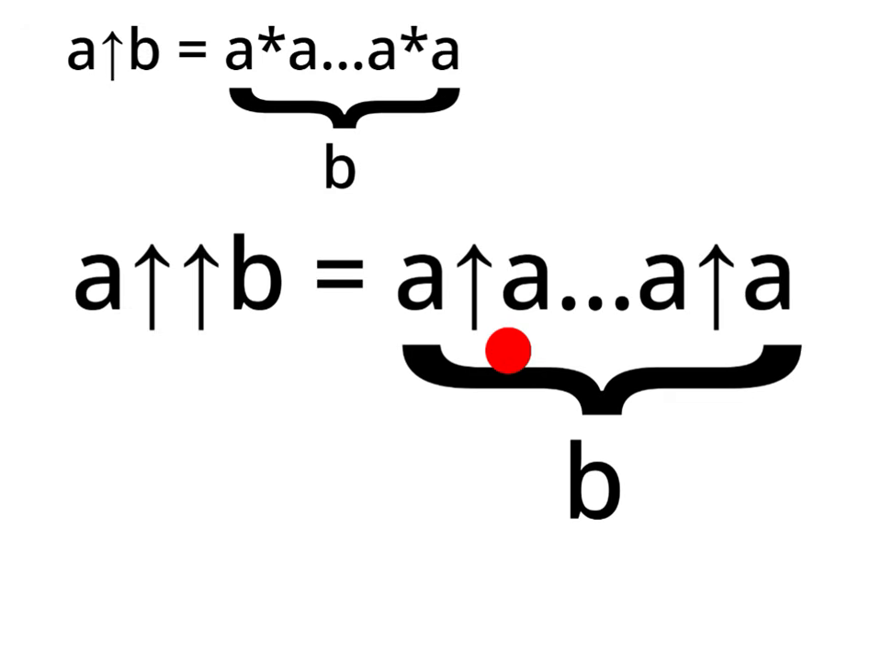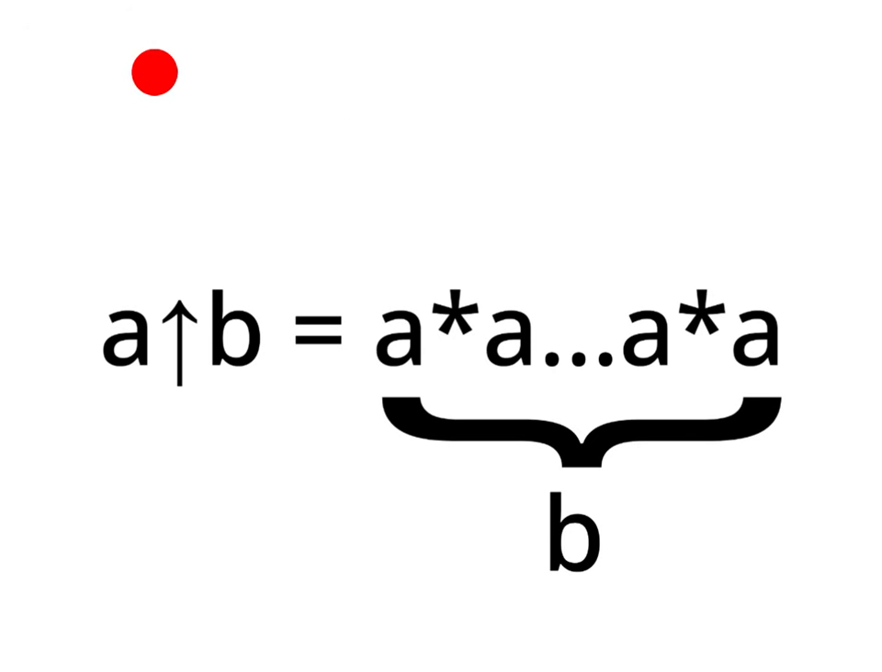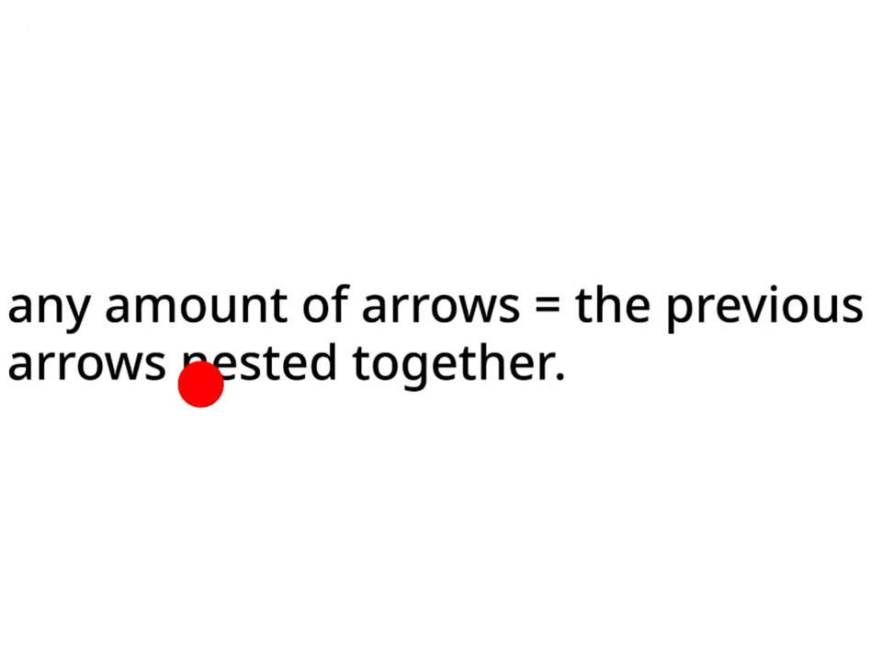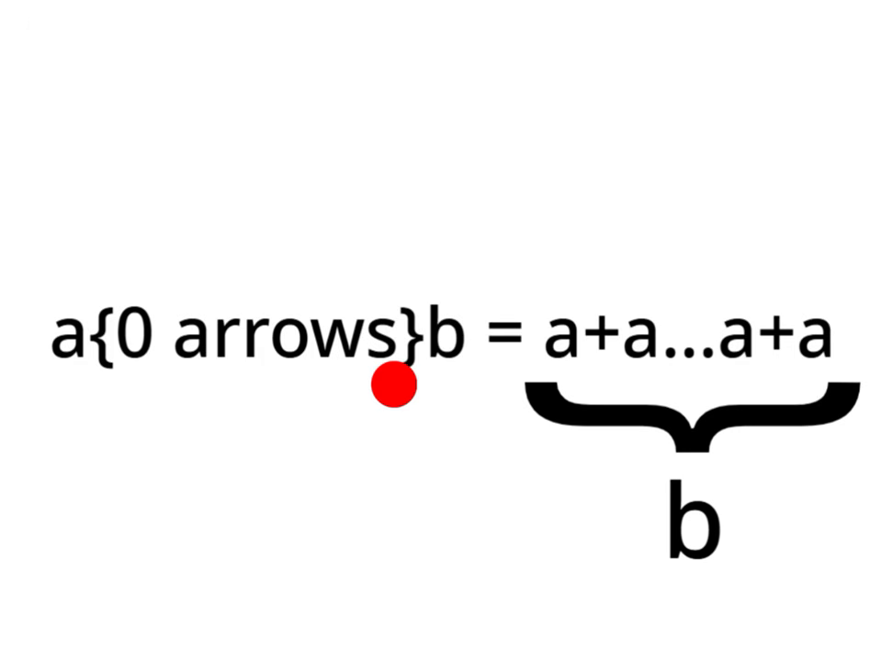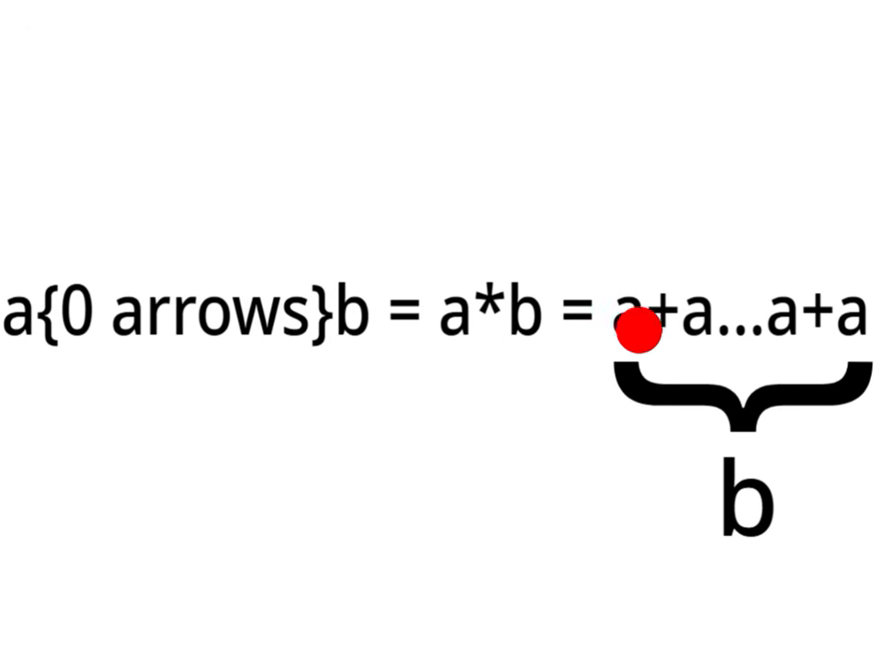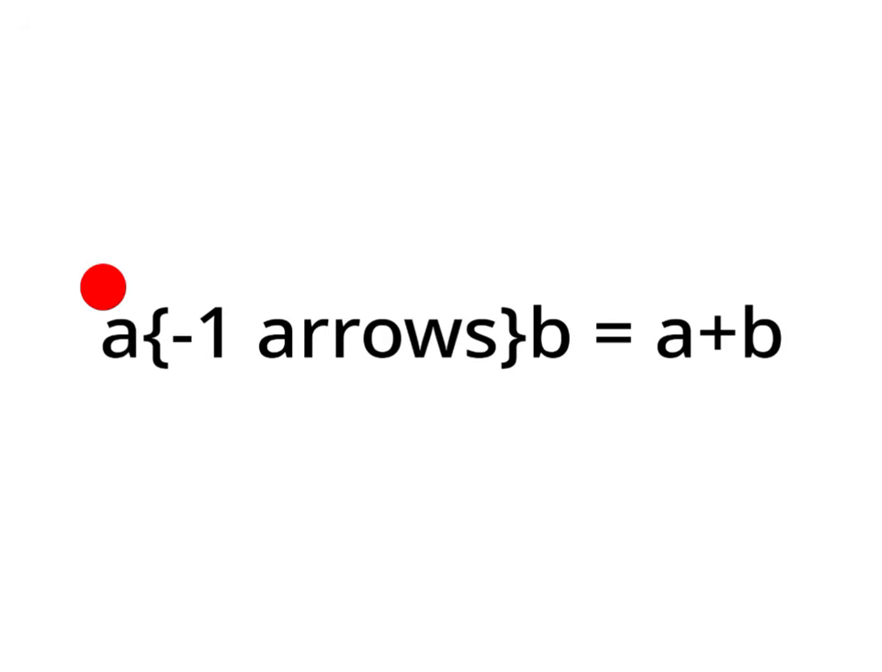So let's just go back a bit, and let's start working the other way. So, any amount of arrows is equal to the previous amount of arrows nested together. So, 0 arrows would just be multiplication, which is just A plus A, B times. So, negative 1 arrows would just be A plus B. It's just addition, that's it.